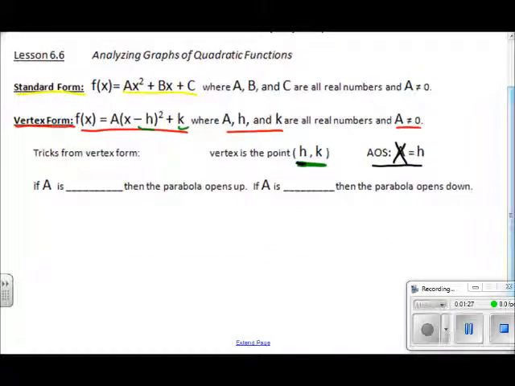And also similarly to the standard form, anytime a is positive, then it opens up. Anytime a is negative, that implies that the parabola is opening down. So this is vertex form.